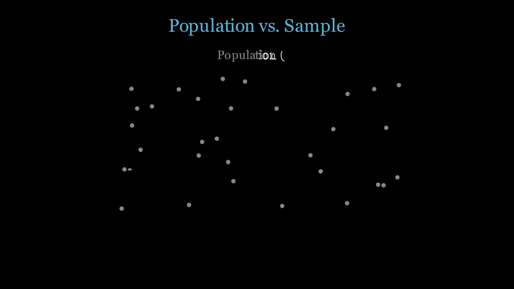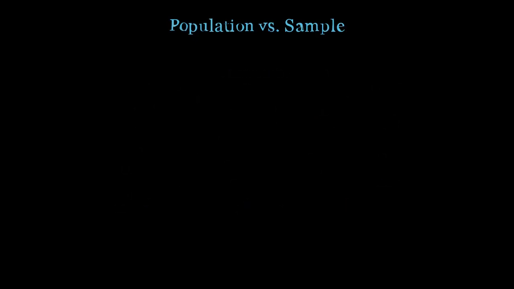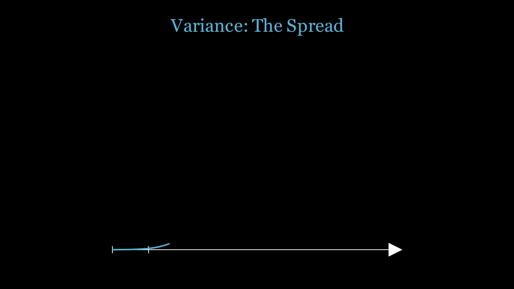To start, we must distinguish between a population and a sample. A population is the entire group we want to draw conclusions about, like every server in a global data center or every citizen in a country. A sample is a specific group that you collect data from. In practice, we rarely have access to the whole population, so we use samples to estimate reality.